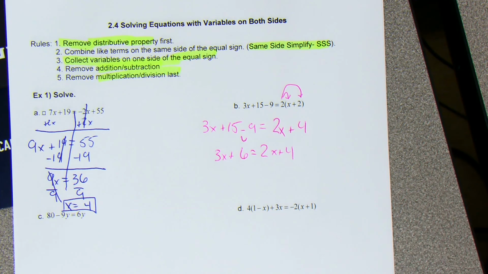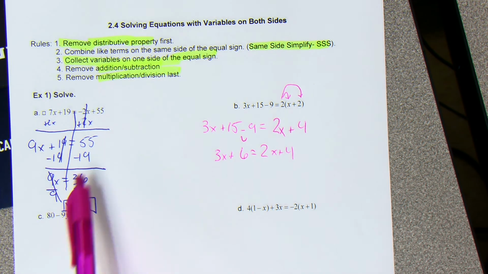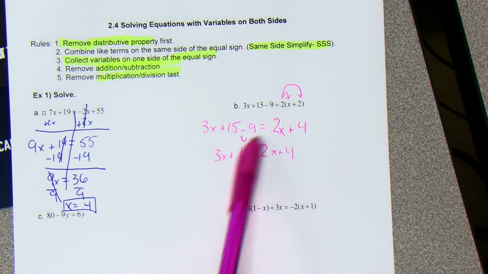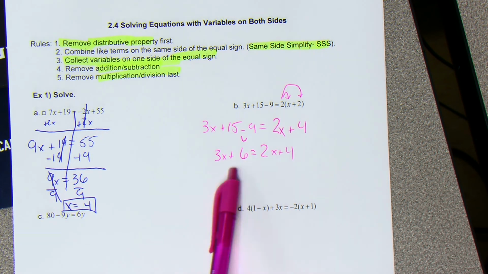All right, welcome to the second video for lesson 2.4. We are solving equations on both sides. In video 1, we went through our rules. We solved example 1a. We did distributive property, and we same side simplified for example 1b, and now we are currently here. If you did not watch that first video, please go watch that now so you know what is going on.